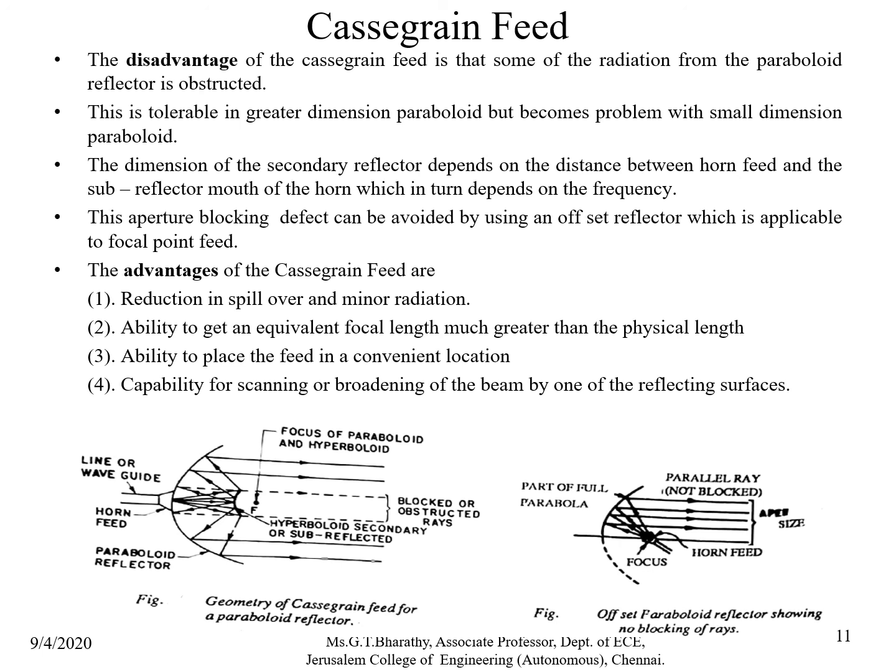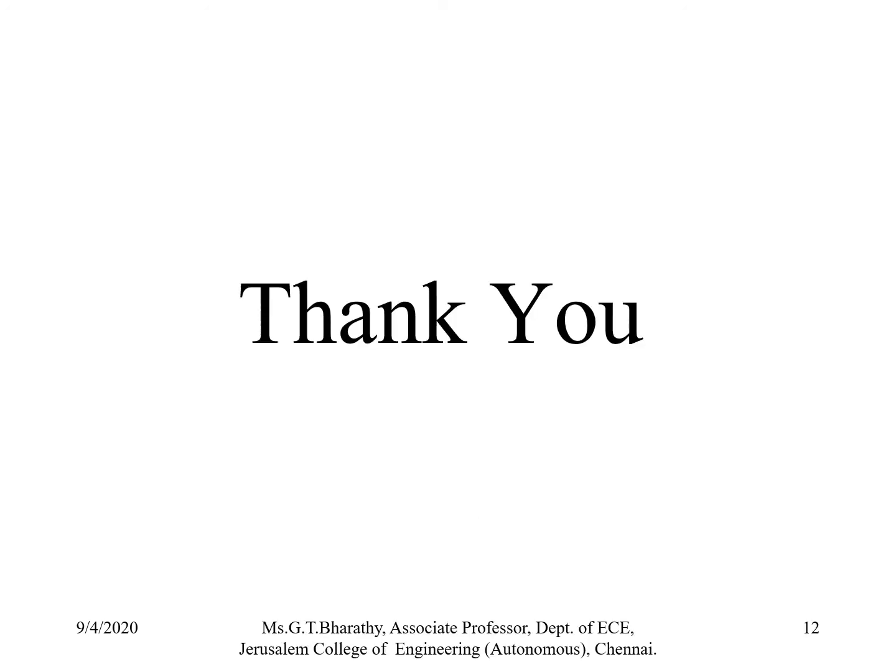The advantages of Cassegrain feed are reduction in spillover and minor radiation, ability to get an equivalent focal length much greater than the physical length, ability to place the feed in a convenient location, and capability of scanning or broadening of the beam by one of the reflecting surfaces. So these are all the main advantages of Cassegrain feed. Thank you.